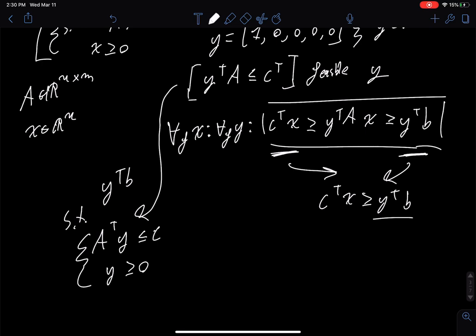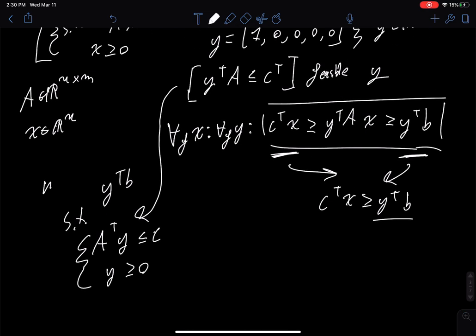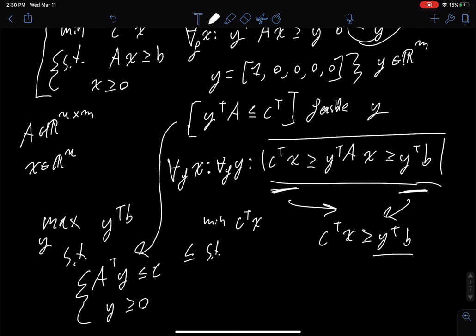If I maximize this now, this tells me that the maximum over all y of this y transpose b, subject to these constraints, is going to be a lower bound on how small c transpose x can get for any feasible x.